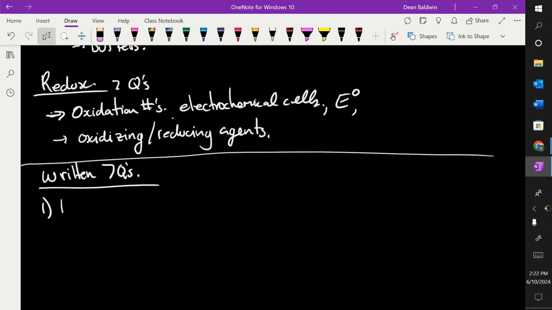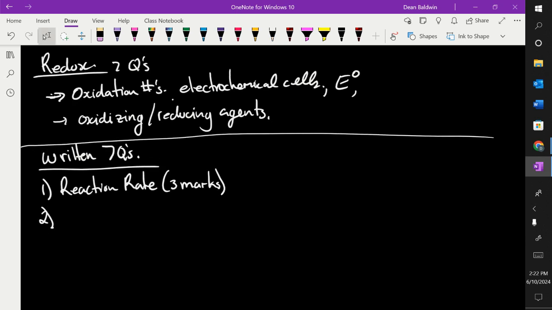You have a reaction rate question. You're going to have one basically for each unit. Is that going to be like a graph? I don't know. You told us on the mid. So reaction rates, 3 marks.